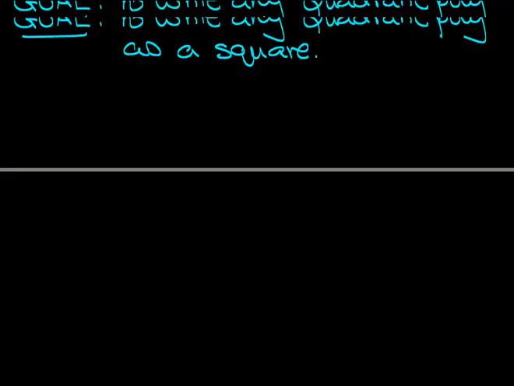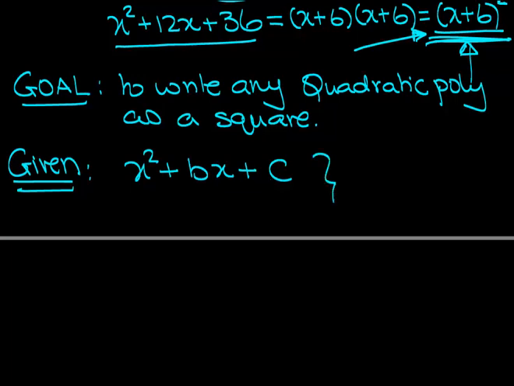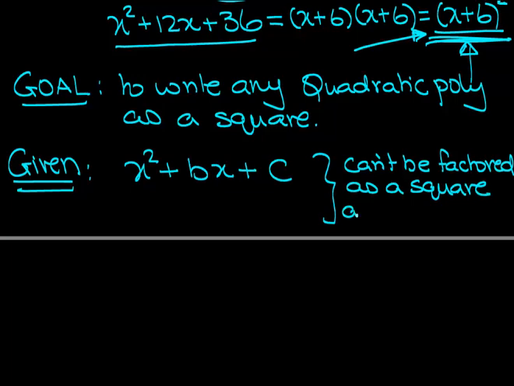It's actually really easy. So let's say we're given x squared plus bx plus c. Now I want to tell you 2 things about this. It cannot be factored as a square, which is what we want to do, so it cannot be done right now. And a is equal to 1. A has to be 1 to use completing the square. So you can clearly see that it is 1. Okay? So now how do I go about doing that?